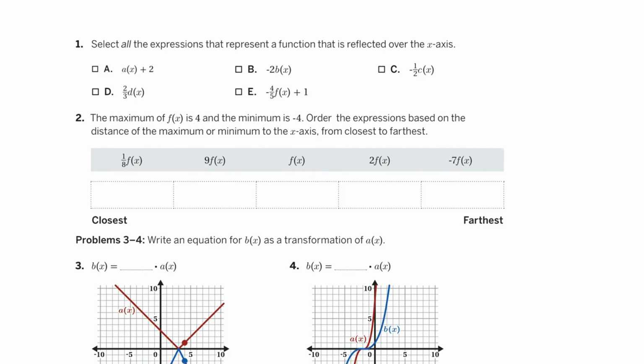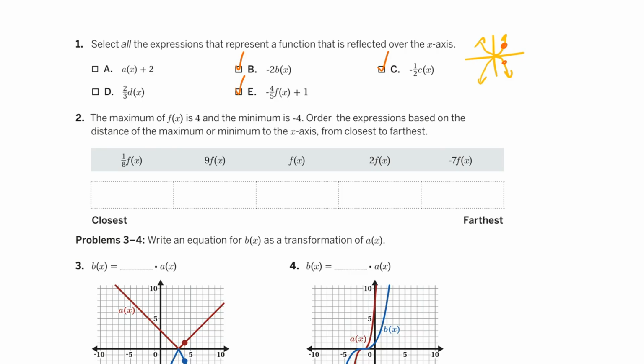It asks us to select all the expressions that represent a function that is reflected over the x-axis. If we have some function like a parabola, reflecting over the x-axis would mean it looks like this. Important that I write that out, because we're seeing that our y values, or outputs, are being multiplied by -1. So any expression that represents the output being multiplied by a negative number will reflect it over the x-axis. That includes b, e, and c.